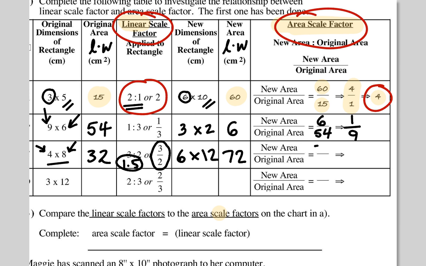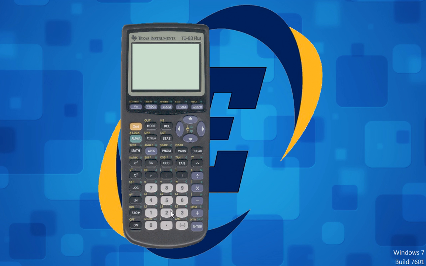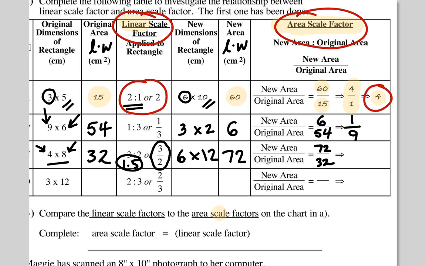Okay, new area, 72 over old area, 32. Now when you do that 72 over 32, use the calculator and do math fraction. 9 over 4, good. So I'll just show it to you one more time. 72 divided by 32, and then that 2.25 doesn't tell you much, but if you go math fraction enter, you get this 9/4. That 9/4 tells you a little bit more information.